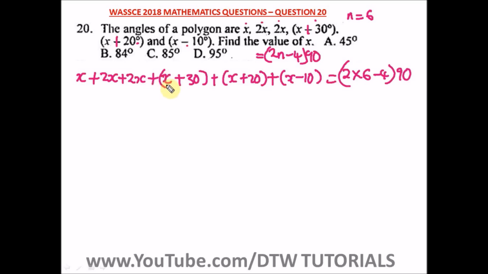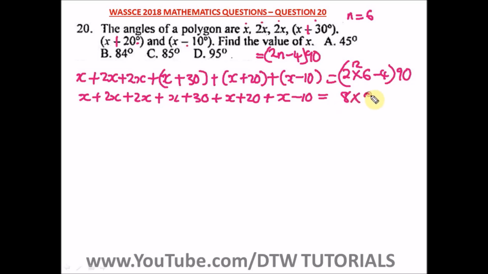A plus multiplying this plus here will still be a plus, multiplying this plus is still a plus. Still the same thing here, plus plus. When we get here, plus times this plus is a plus, and plus times this negative will be a negative. So we are left with x plus 2x plus 2x plus x plus 30 plus x plus 20 plus x minus 20 equal to, this is 2 times 6 is 12, and 12 minus 4 will give us 8. So we have 8 times 90 here.